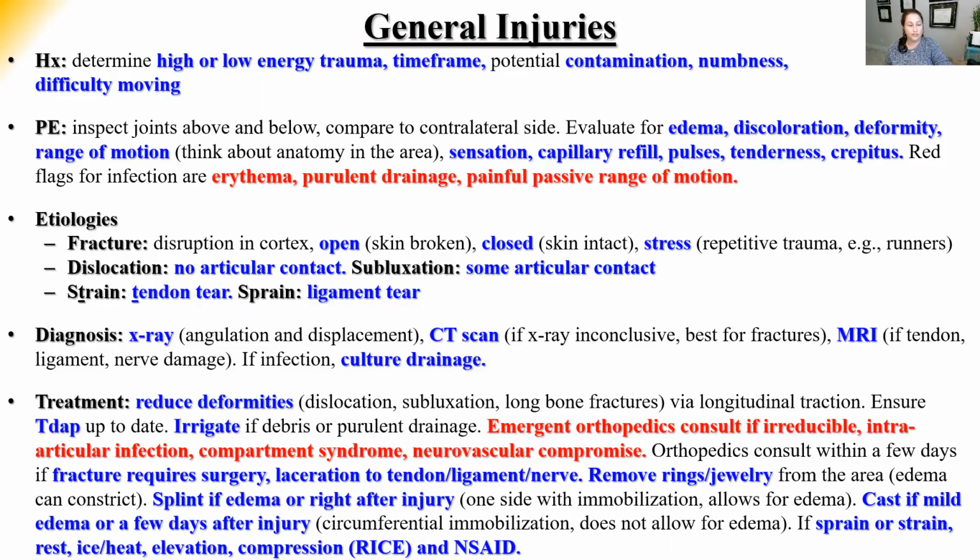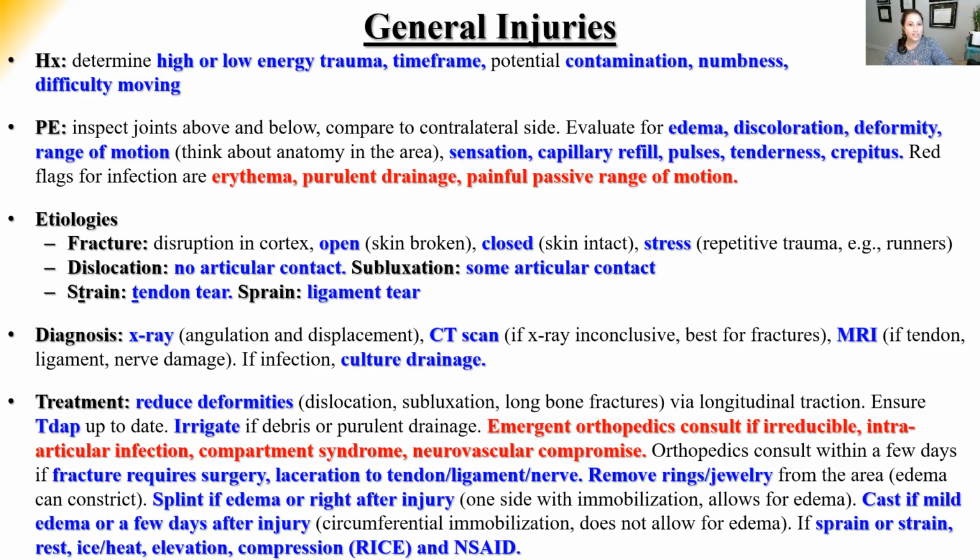When we're performing our physical exam, we want to inspect the joints above and below the area of trauma, and we can compare them to the contralateral side. We want to evaluate for edema, any kind of discoloration, deformity, range of motion. Think about the anatomy that lives in that area, and if you need to Google it to figure out what could potentially be affected there. Test their sensation, their capillary refill, their pulses. Do they have tenderness? Do they have crepitus or crunchiness in that area?